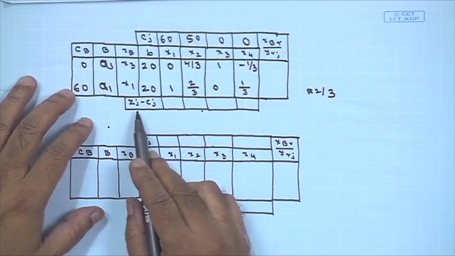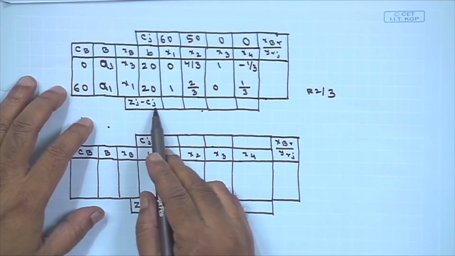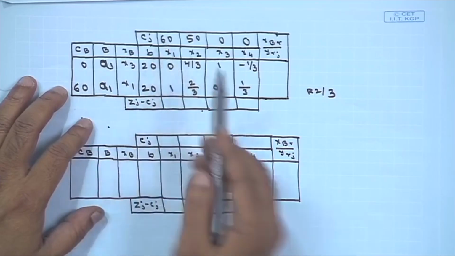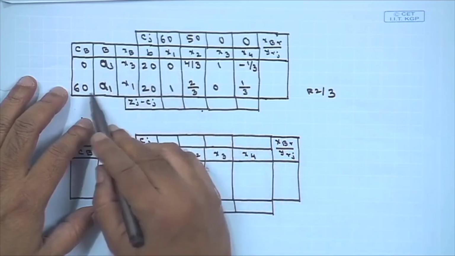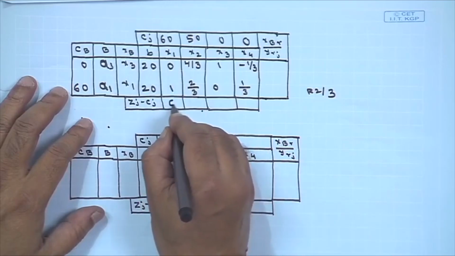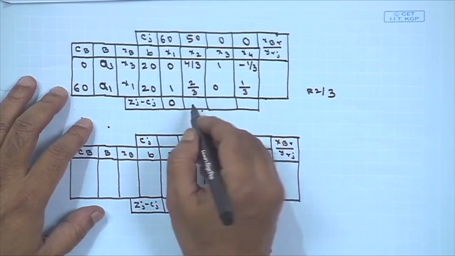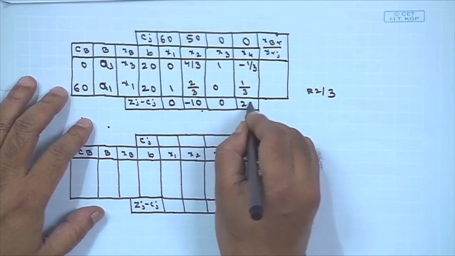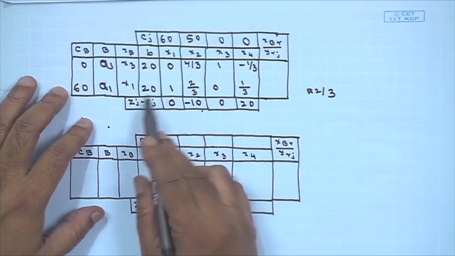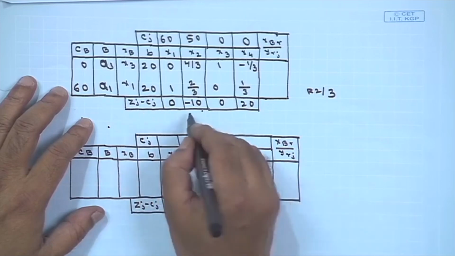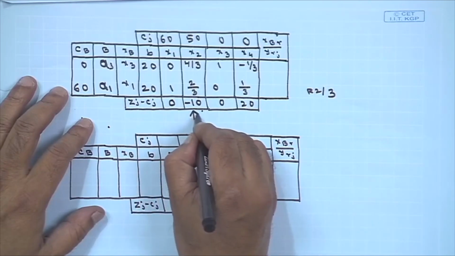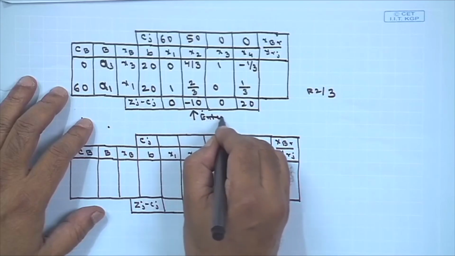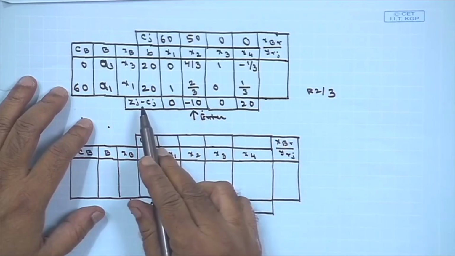Now, calculate again Zj minus Cj. In Zj minus Cj, this into this plus this into this minus this. So, 0 into 0 plus 60 into 1 minus 60, it is 0. Next one will be minus 10, you can calculate it, this is 0, this is 20. So, this Zj minus Cj are not greater than or equal to 0. So, you have one entering vector. So, this vector x2 now will enter into the basis.